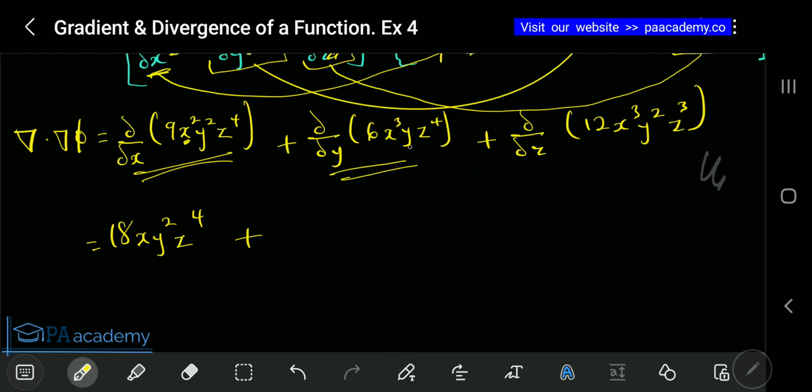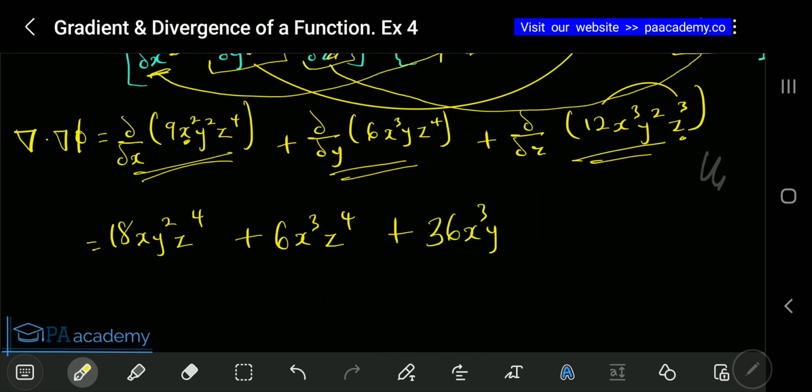If we look for the partial differentiation of what we are having there with respect to y, if you differentiate y, that y becomes 1, so every other thing will remain. So that will be 6x cubed z raised to power 4, then plus, now let's do this. If you differentiate z cubed, z will give us 3z squared. So the 3, if the 3 should multiply 12, we are having 36. So that will be 36x cubed y squared then z squared.